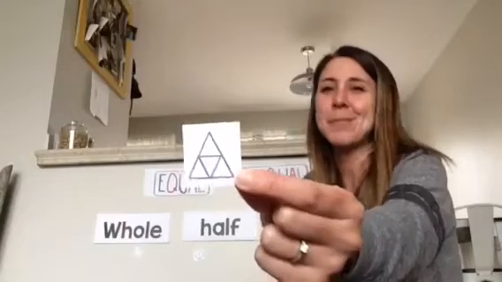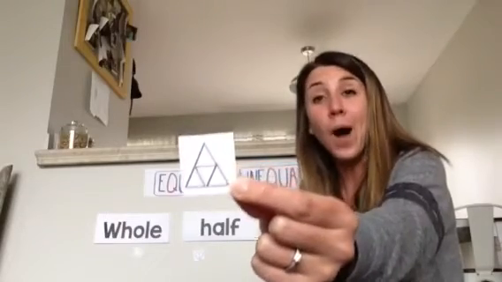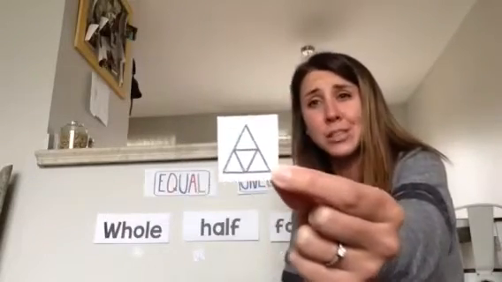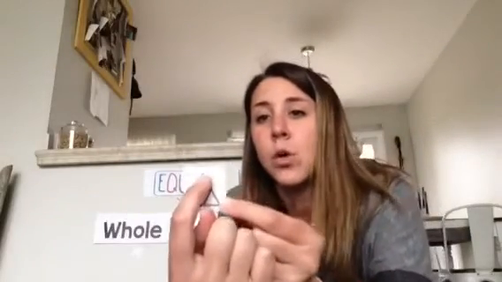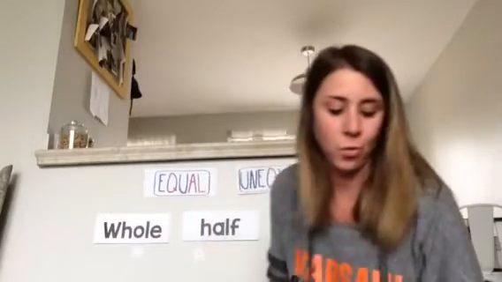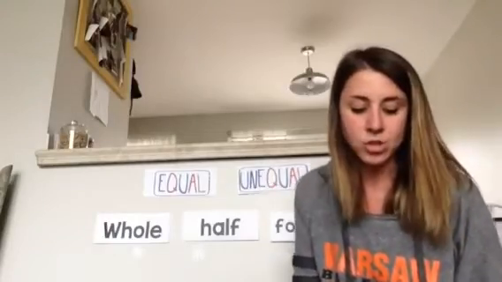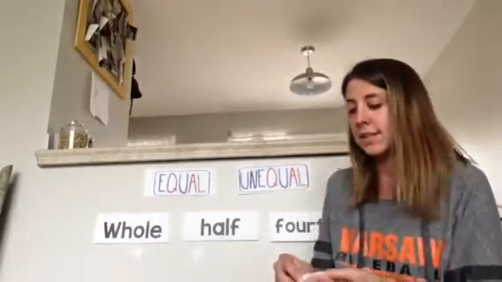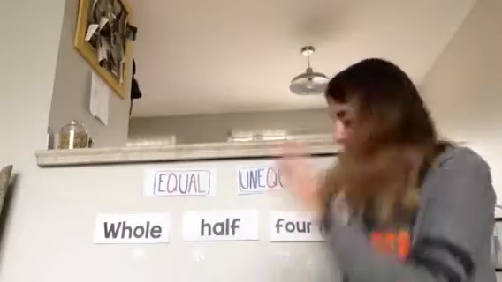I would agree. I would say that this is in fourths. Why? Because there are 4 parts. Can you see all of the 4 triangles? 1 up here, 1 in the middle, 1 over here, and 1 on this side. 1, 2, 3, and 4. So we would say that that triangle is split into fourths.